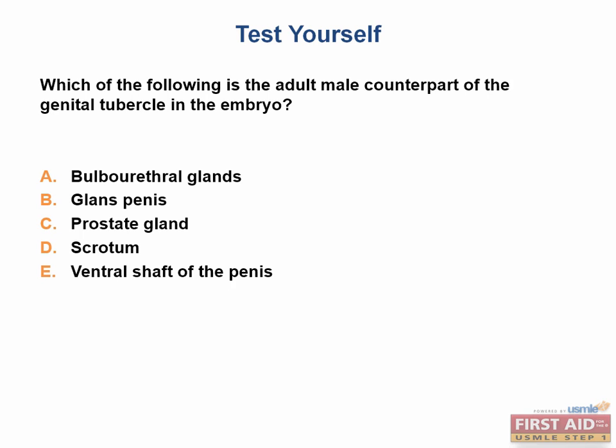So which of the following is the adult male counterpart of the genital tubercle in the embryo? It would be B, the glans penis. So the genital tubercle is the glans penis in males and the glans clitoris in females. The bulbourethral glands in men are derived from the urogenital sinus. The prostate gland would also be derived from the urogenital sinus. The scrotum would be derived from the labial scrotal swelling, and the ventral shaft of the penis would be from the urogenital folds.